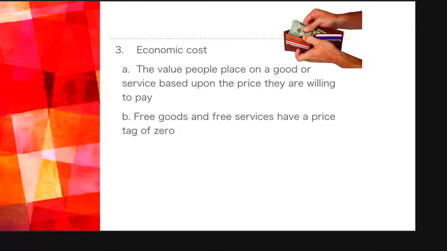So sunlight, those type of things would be free goods, free services. We're not going to deal a whole lot with those, but I think it's important that you're aware of what they are and why they're there. Now, we also can look at a couple other aspects of goods and services. There's something here called positive goods and services. Positive goods and services have a price tag higher than zero, and they have a positive economic cost.